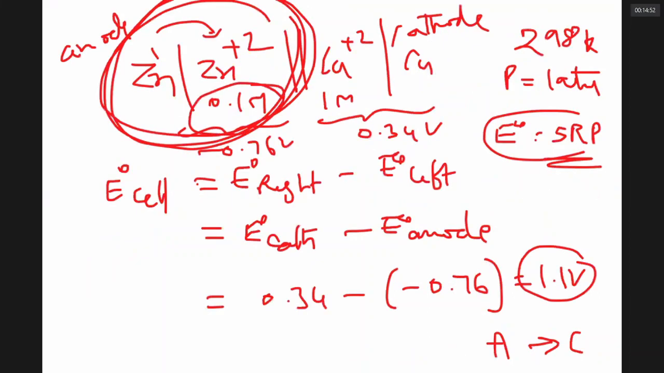So if I decrease the concentration of ions in the anode compartment, the voltage will increase. If I decrease it by 10 times, the voltage will increase by 0.03 volts. If I decrease it by 100 times, the voltage will increase by 0.3 volts. Can we see it clearly?